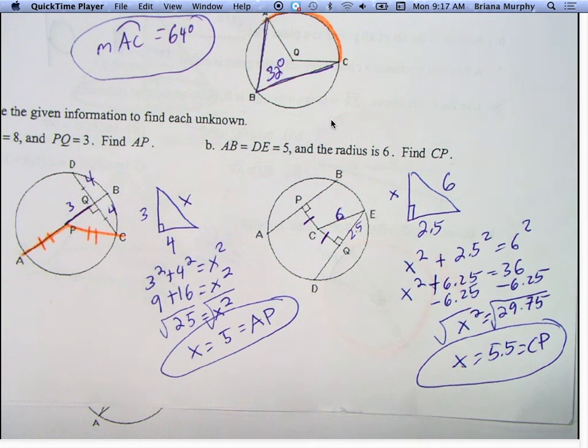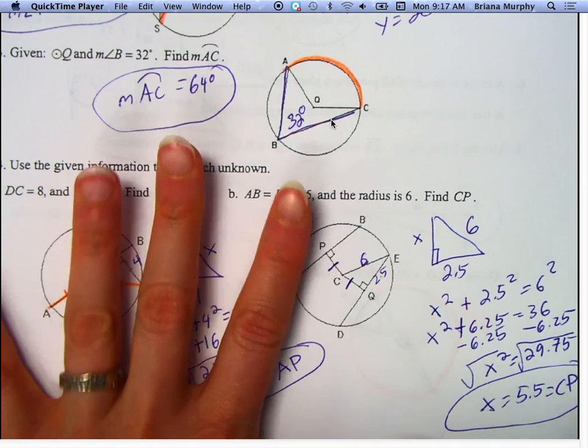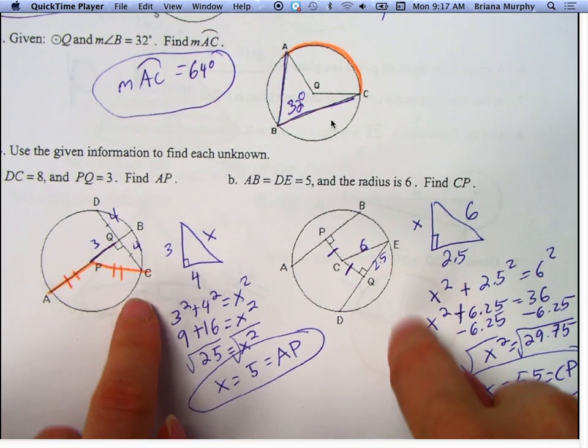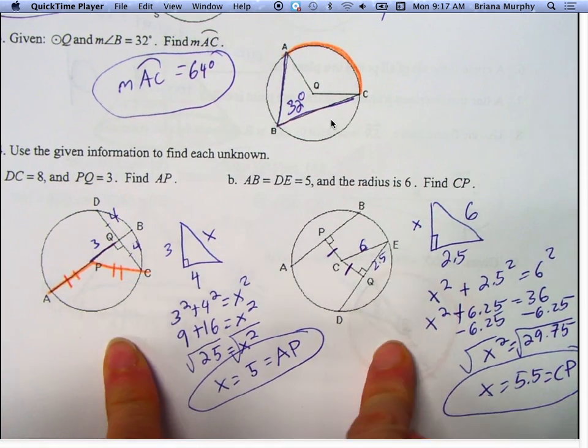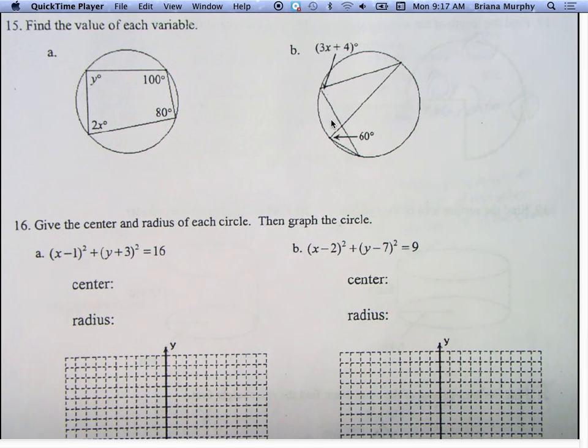Questions about that? Okay, let's turn to 15. Nobody has questions about this page? I thought these two problems were a little bit difficult. Everybody's okay? All right. Let's look at 15.